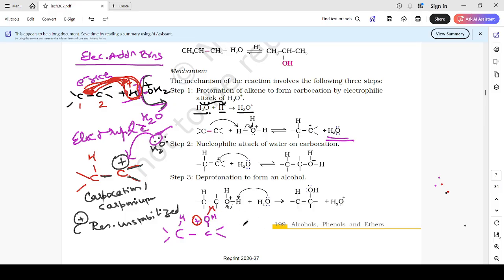Now it's happening. Again water is coming. Water is having lone pair of electron. It is going to remove one of the hydrogen as H plus. Once it gets removed as H plus, what will happen? This oxygen will have its bond pair again. So won't it create alcohol? Understood the mechanism, both of you?